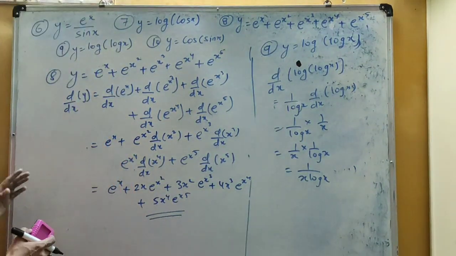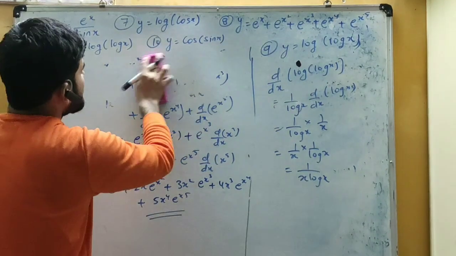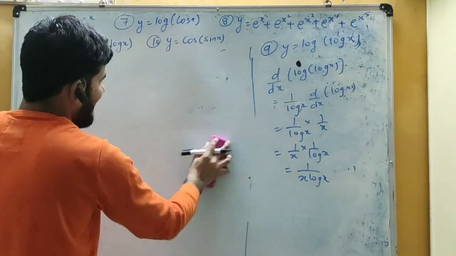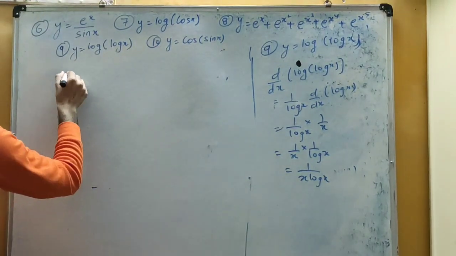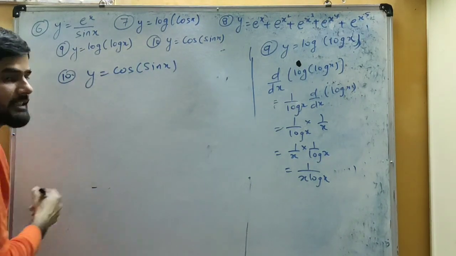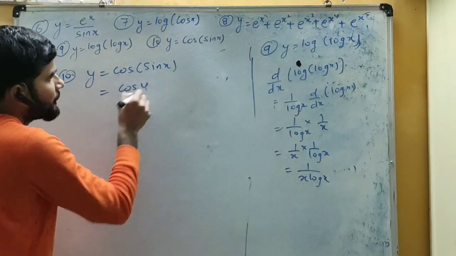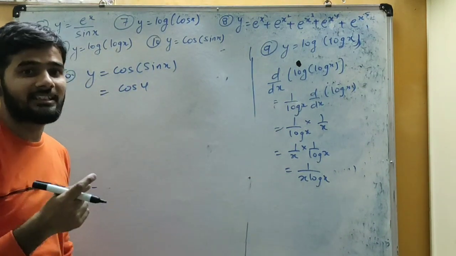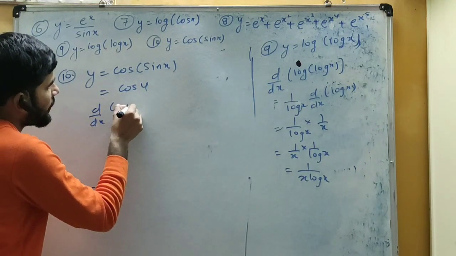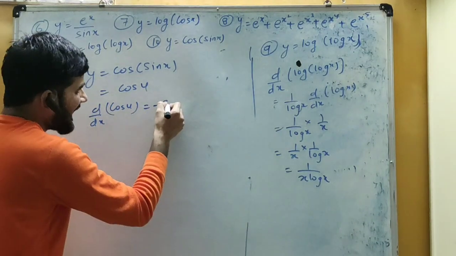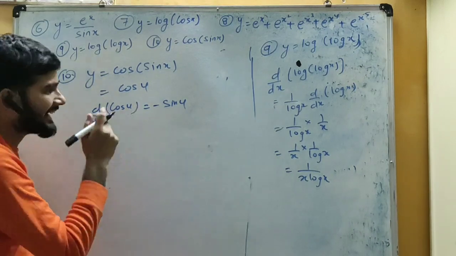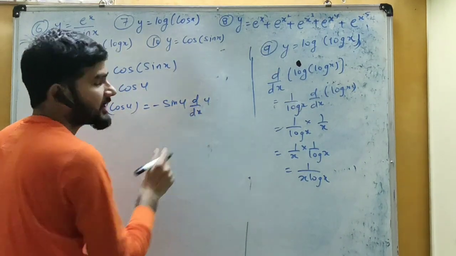Next question. Now the last question is the trigonometric function, that is y is equal to cos of sin x. Again here it is in the form of cos of u. First of all, we have to see what is the differentiation of the cosine function. d by dx of cos u is equal to minus sin u, but we have this u as a function of x, so we have to differentiate this function u again.